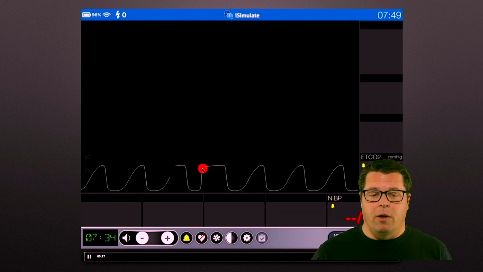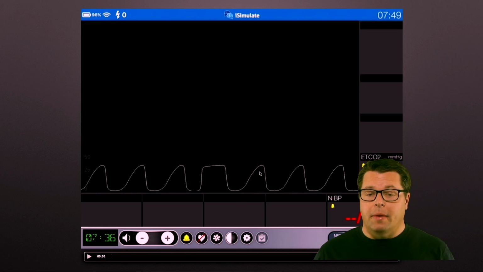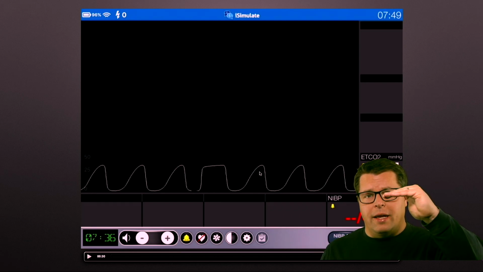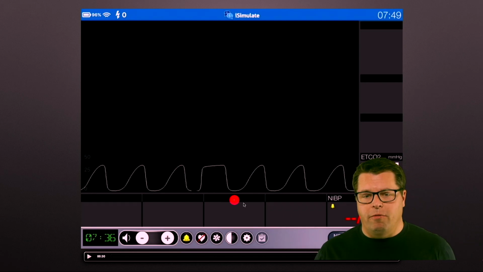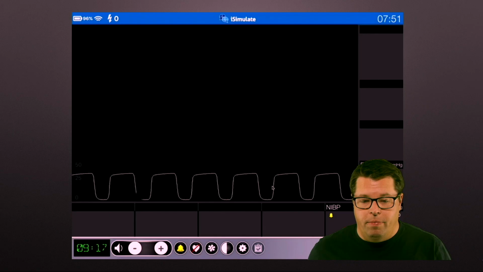Instead of blowing out right away, you blow slowly. So the steeper that line gets, the less curve or the less angled it gets at the top, the less time you have for a plateau, the worse your obstructive lung disease or the worse your obstructive pattern is.